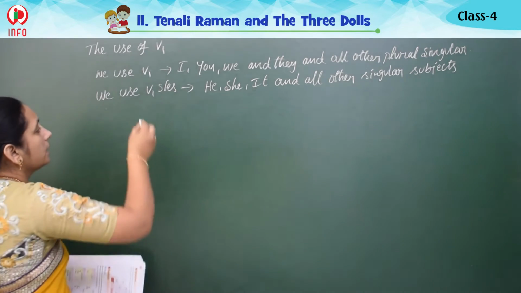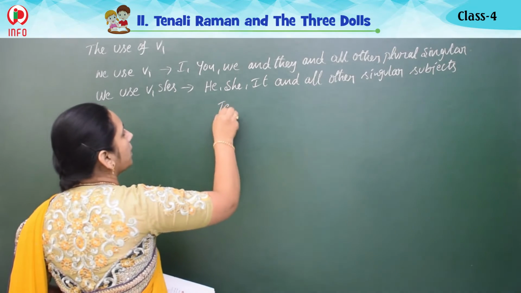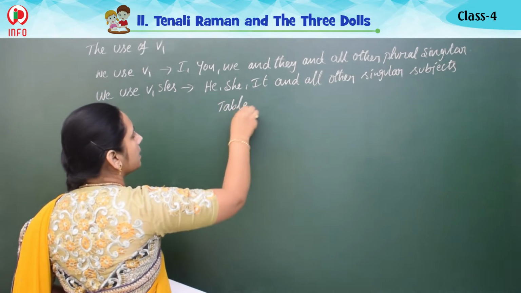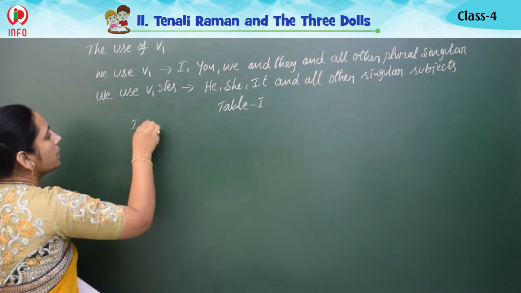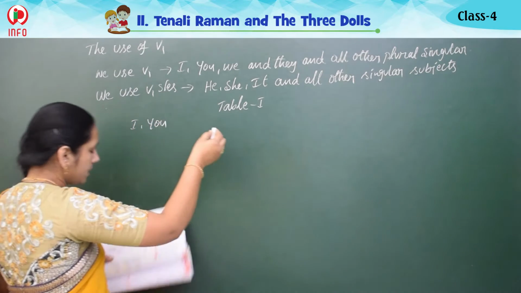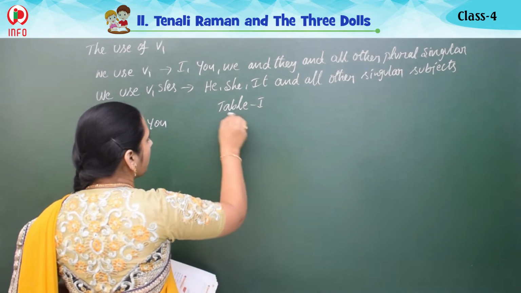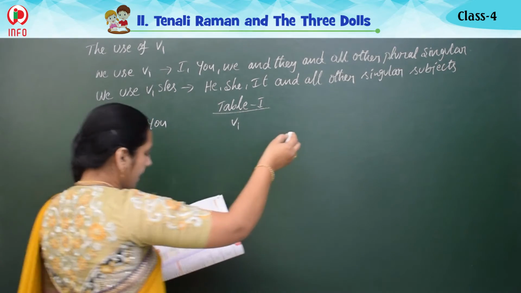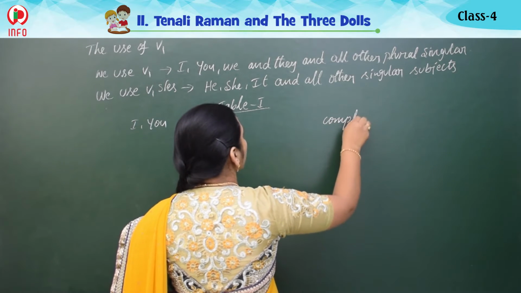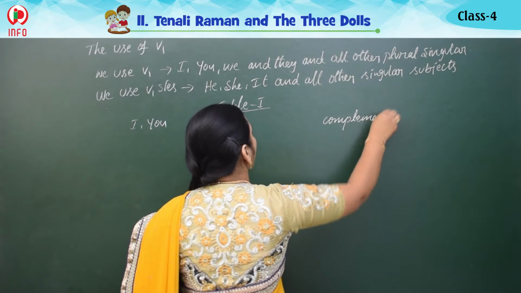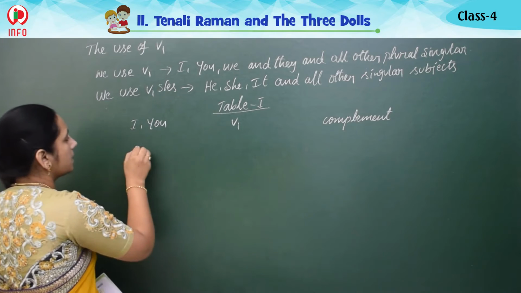So first one, from the tables' point of view they have given, I'll explain, see this one. Table 1, if we take it, I and you. So what is the verb we get? V1 form we use. And another one, complement what we get. So here they have given, according to that I am telling, see this one.